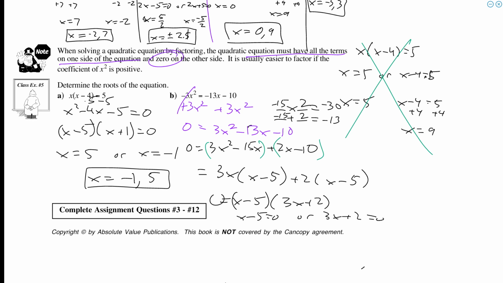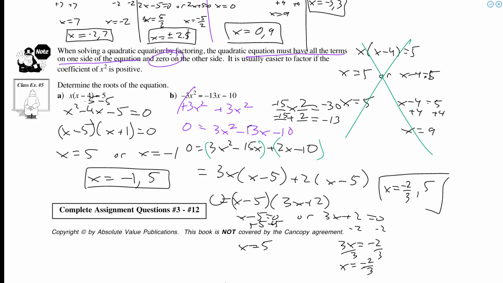Some of you will see that that's equal to negative 2/3, but usually we kind of just need to go, okay, plus 5, plus 5. So this one, x is 5. This other one, minus 2, minus 2, 3x equals negative 2, divide by 3, divide by 3. x equals negative 2 over 3. So we find that x was either negative 2 over 3 or 5. Those are our solutions for our roots. Good?